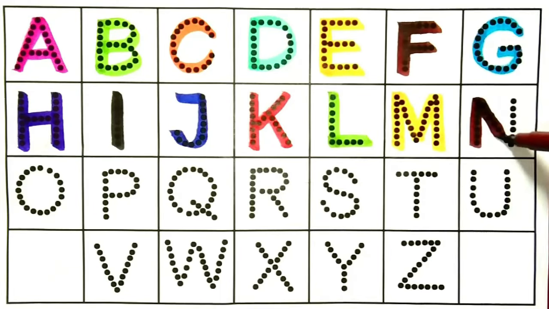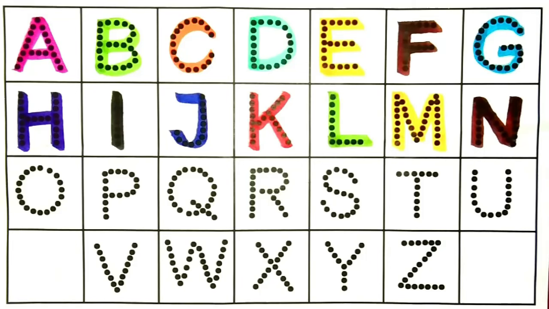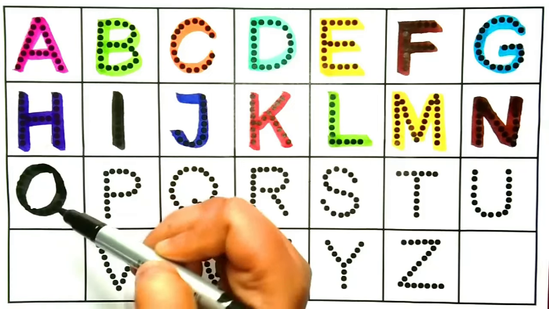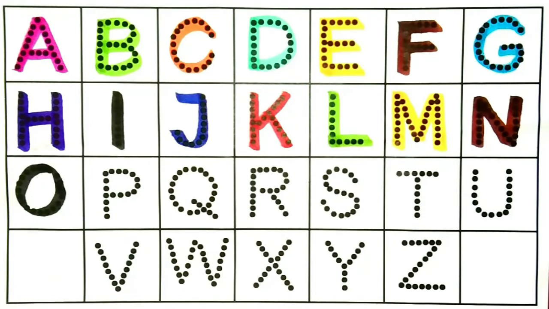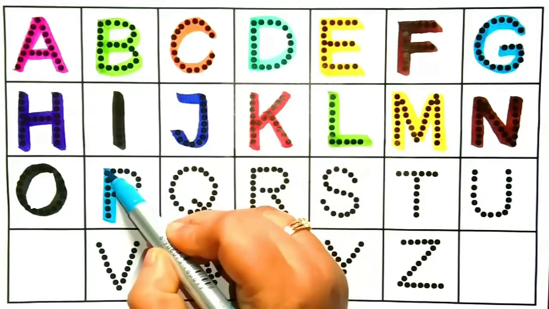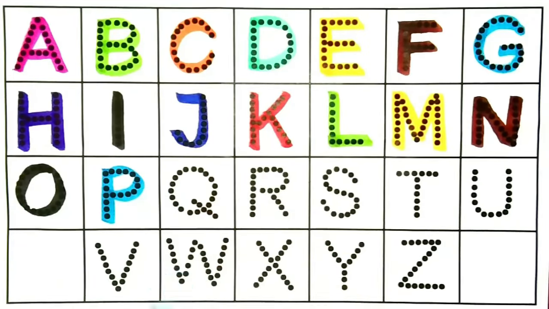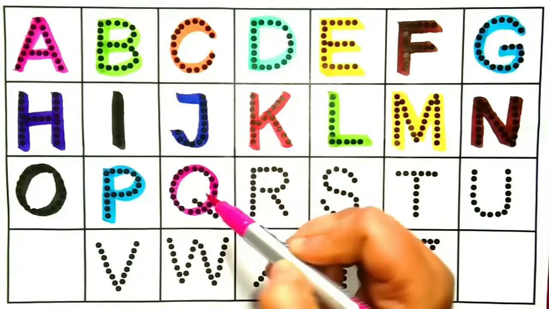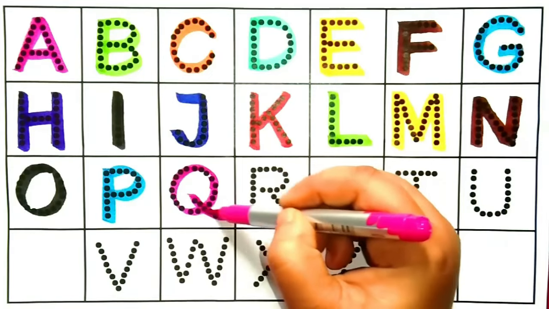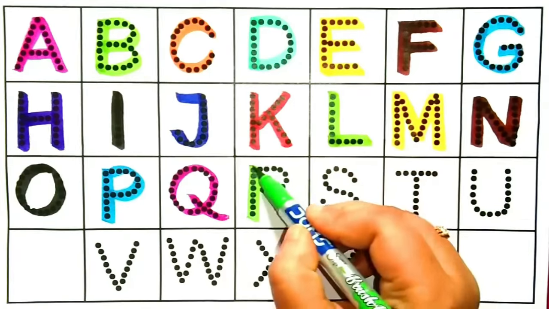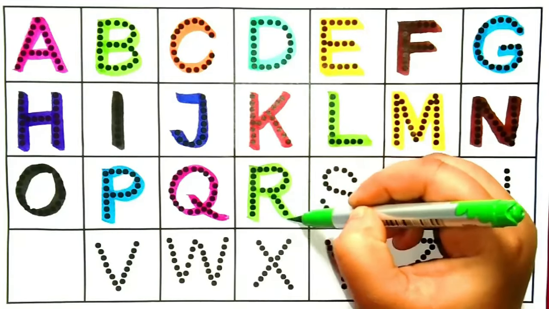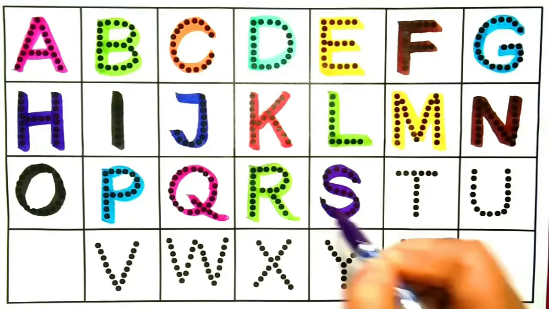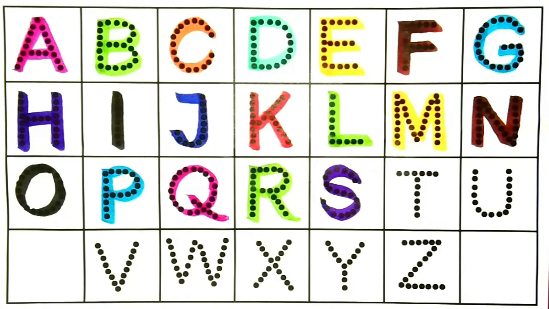N. N for nut. Ye hai N. O. O for owl. Ye hai O. P. P for peacock. Ye hai P. Q. Q for queen. Ye hai Q. R. R for rabbit. Ye hai R. S. S for sun. Ye hai S.